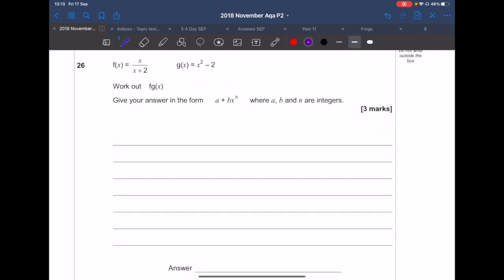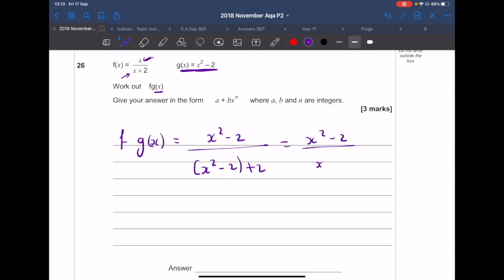Next one. Again, functions, not something that we've done, but we'll be doing in year 11. Work out f of g of x. So g of x is this equation. So we're trying to put that equation into the f. So whatever x is here, we're going to put x squared take 2. So f of g of x is going to be equal to, wherever f is, we're going to put the g. So x squared take 2 over x squared take 2 plus 2.